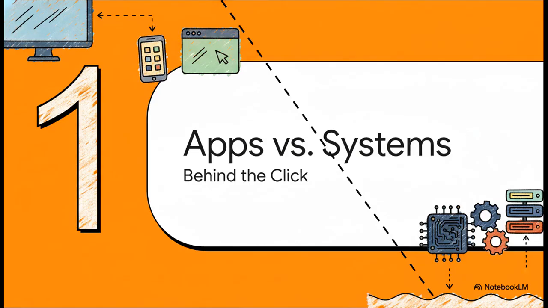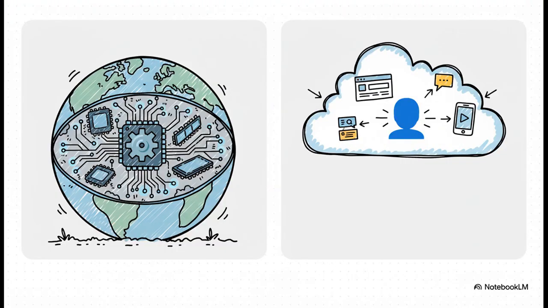All right, so to really get a grip on what systems programming is, sometimes it's easier to start with what it isn't. So let's draw a line in the sand and separate the software you see and touch from the stuff working tirelessly behind the curtain. Okay, so you've got two totally different worlds here. On one side, you have application programming. This is probably what you think of when someone says coding. It's using languages like Python or Java to build the apps you actually use, your web browser or photo editor, you name it. But on the other side, you have systems programming.